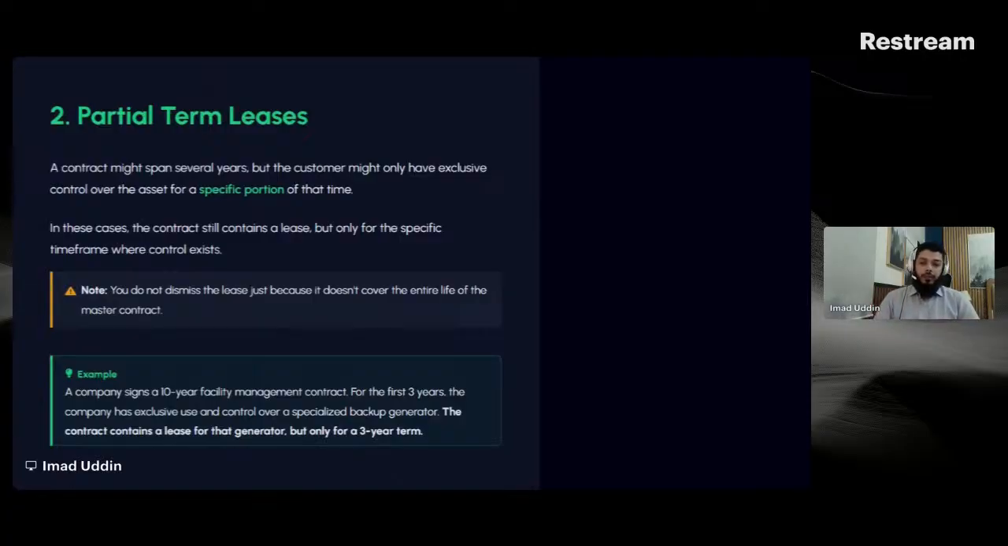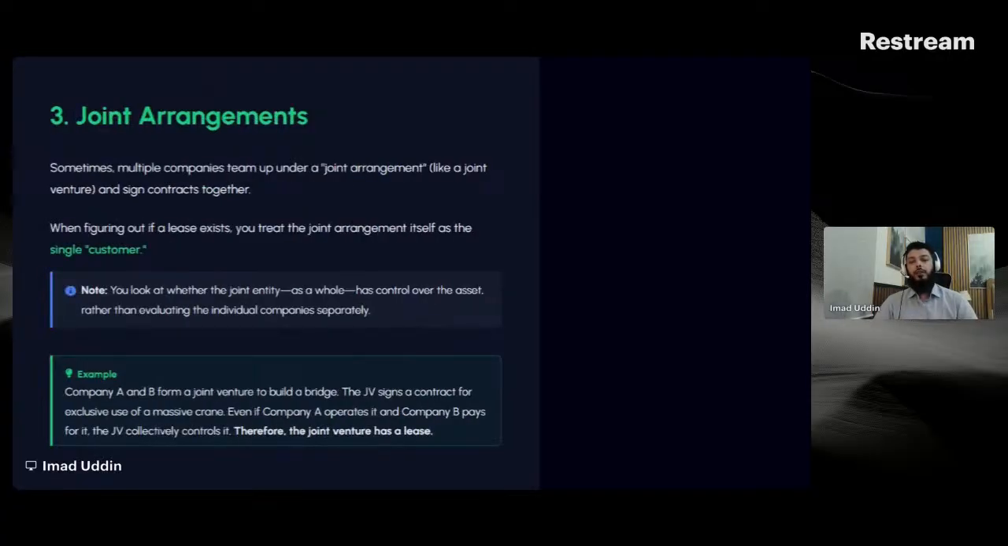So if a company signs a 10-year facility management contract, and for the first 3 years the company has exclusive use and control over a specialized backup generator, the contract contains a lease for that generator, but only for a 3-year term. So even though we had a 10-year contract, only for the first 3 years did we have the right to exclusively use that asset. And so therefore, the lease term is 3 years, and for that, we have the control of the lease.